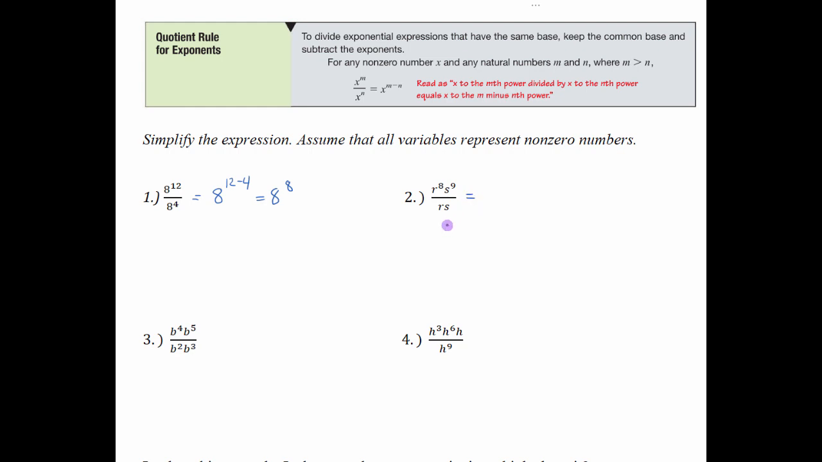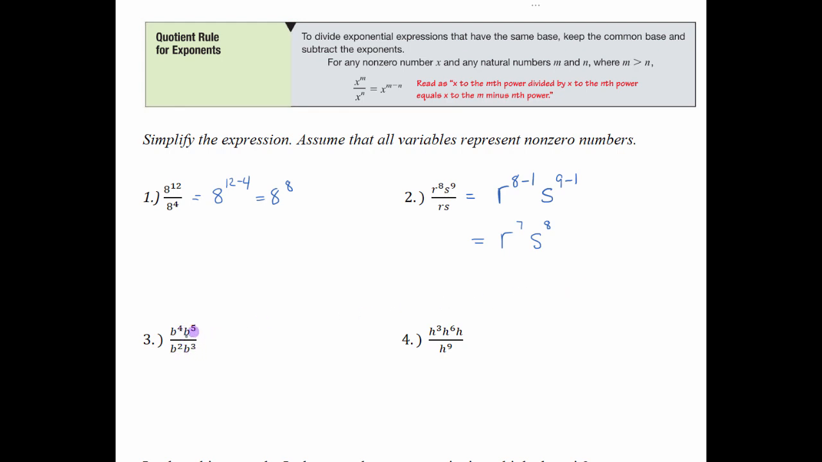The same thing here. I have r to the 8th, s to the 9th over rs. So that would give me an r to the 8 minus 1. Remember, r has an exponent of 1 down here. S to the 9 minus 1. Again, there's an exponent of 1 on the s. These are being multiplied just as they're being multiplied here. So we have r to the 7th, s to the 8th.